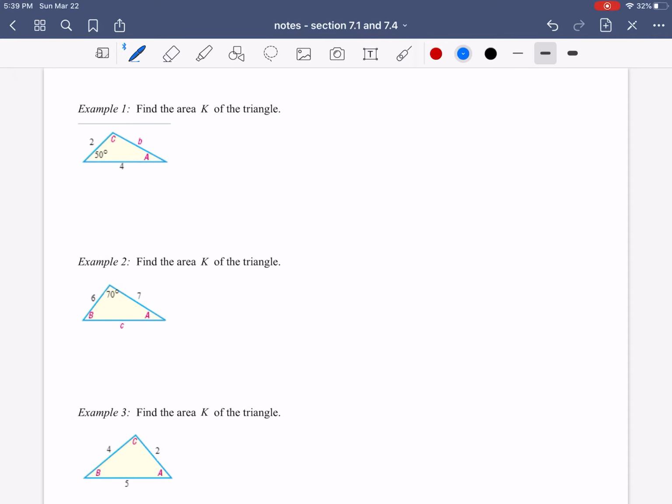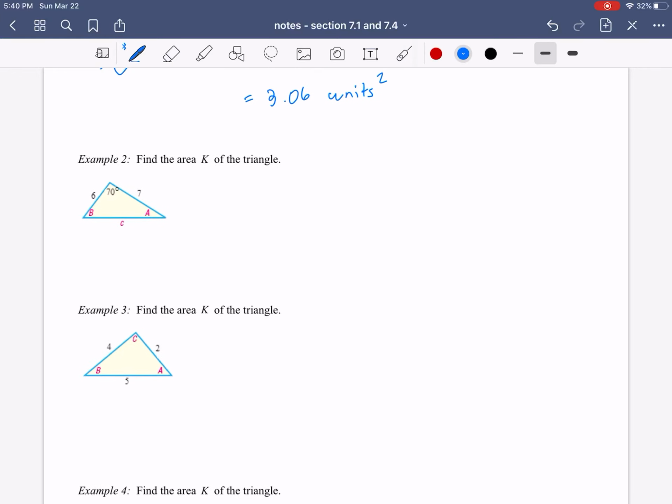Okay, so we're just going to work about 5 examples, maybe 6 examples, and then be done here. In example 1, we're given two sides, 2 and 4, and an angle which is 50 degrees. In order to find the area of that triangle, we're going to use our first formula, which is 1/2 times side 1 times side 2 times the sine of the angle. Make sure that you're in degree mode, and to 2 decimal places when you punch this into the calculator, you're going to get 3.06. And since we're talking about area, the units are going to be squared here.